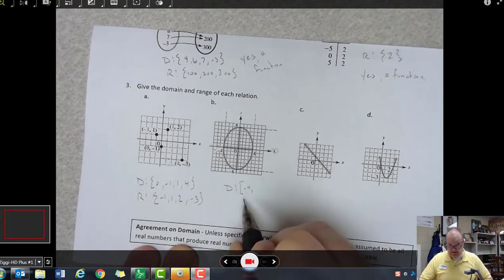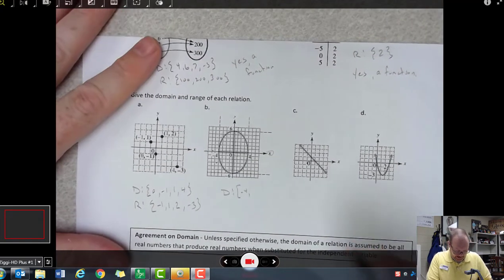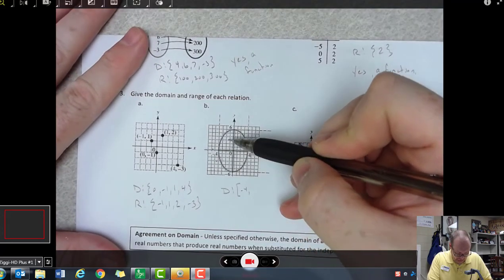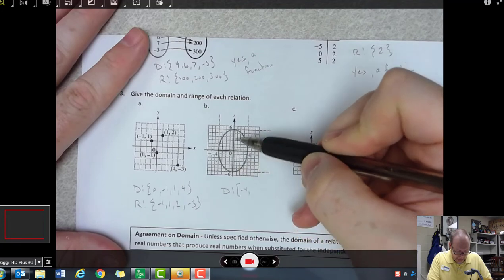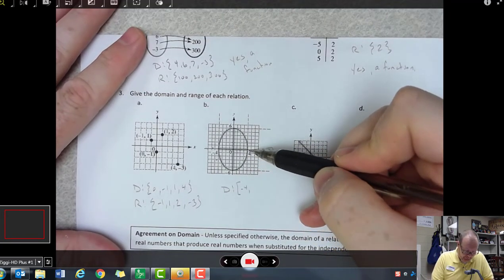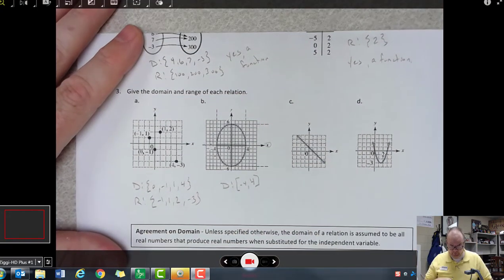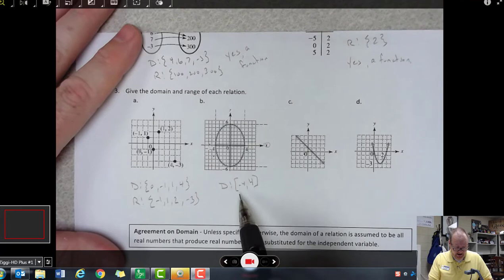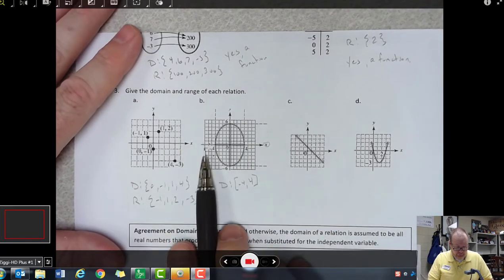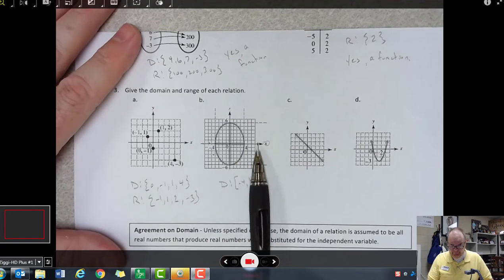And -4 is in that set, so I'm going to use a bracket to denote that. And then every point that I go to after that, I can move either up or down and hit a point on that graph, and I can do that all the way over here until I get to +4. So my domain is everything between -4 and +4. And again, we do that by moving our eye along the x-axis from left to right.